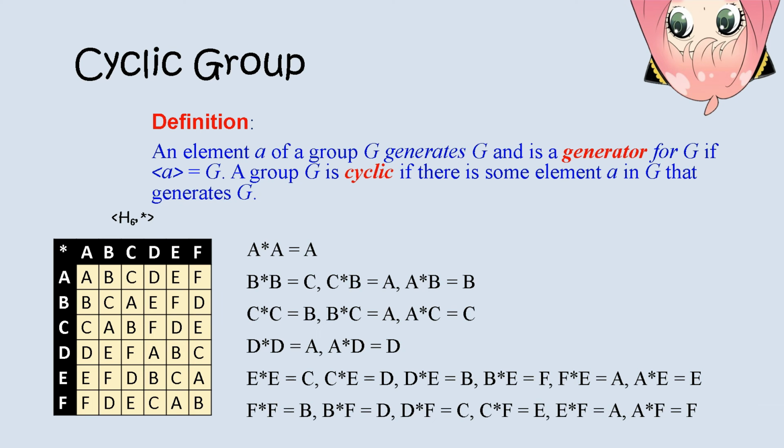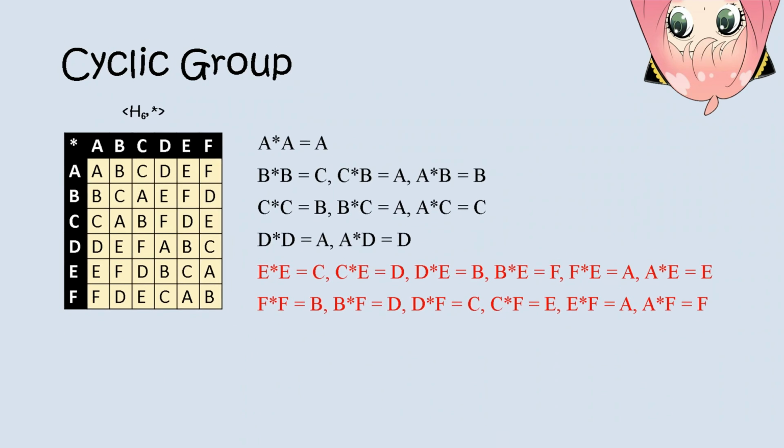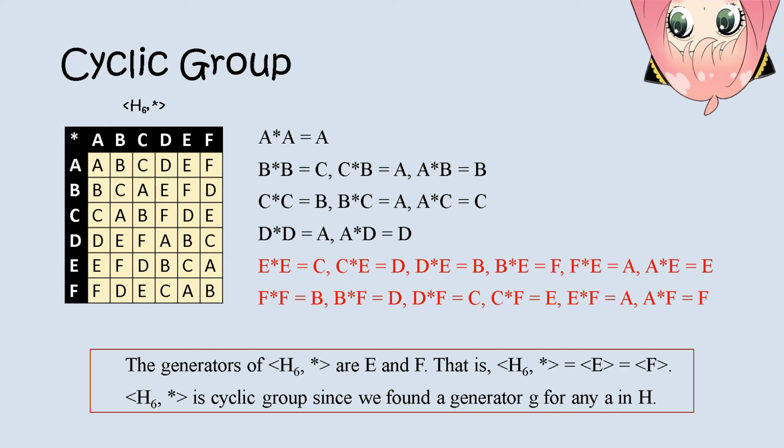Next, let's move on to the last, F. F star F equals B. B star F equals D. D star F equals C. C star F equals E. E star F equals A. And A star F equals F. It also generates the group H. The generators of H sub 6 are E and F, that is the set generated by E and the set generated by F. So we can conclude that H sub 6 under binary operation star is a cyclic group since we found a generator for H. Mission complete.